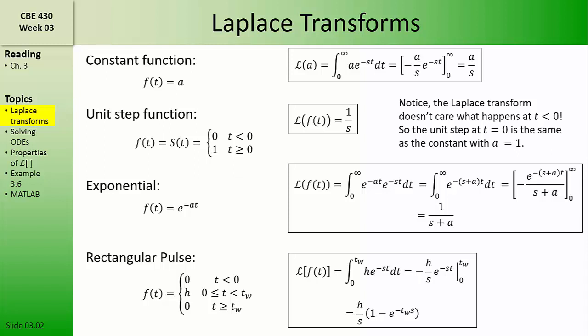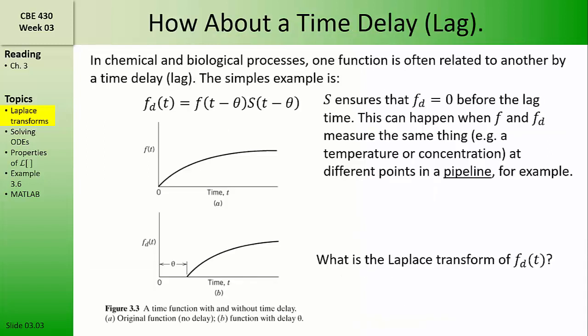This rectangular pulse function contains within it an example of a common feature that we'll use in time domain functions, which is called a time lag. In chemical and biological processes, one function is often related to another by some time delay. We saw an example of this in Chapter 9 when we talked about the signals coming out of sensor transmitters sometimes being delayed in time by a time delay theta d.